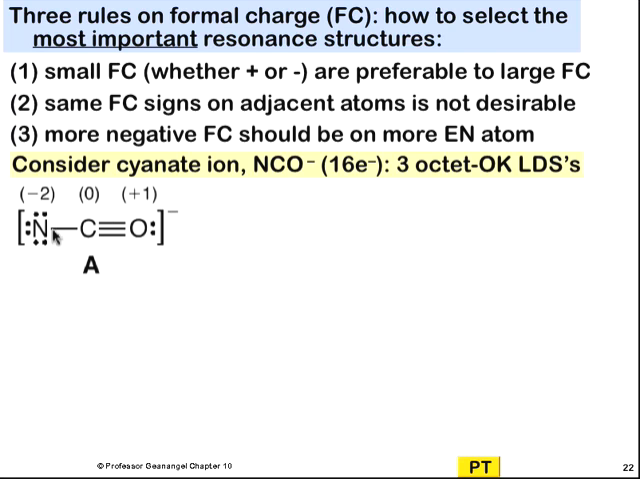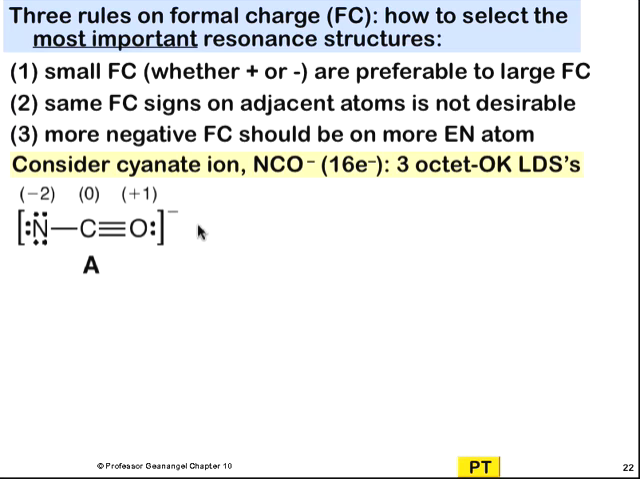The first one has a single bond to nitrogen and a triple bond to oxygen. And when you do the formal charges, a single bonded nitrogen works out to have a -2 formal charge. Not good at all. The carbon in the middle has 4 bonds, so it has 0 formal charge. The oxygen has 3 bonds and a lone pair, so it has +1. And algebraically, -2, 0, and +1 adds up to the charge on the ion. So it looks like we've done this correctly.